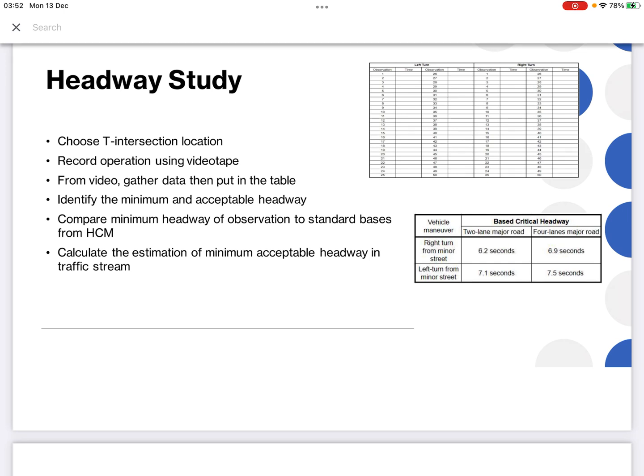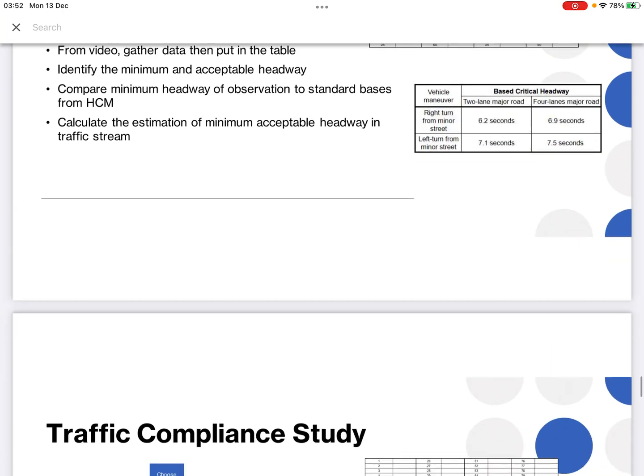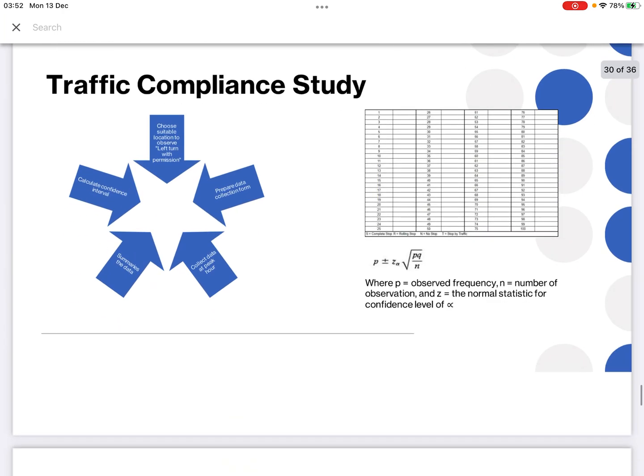Road operation using videotape, gather data from the video and then put it in a table. Compare minimum headway to the standard based on HCM. Traffic compliance study, choose a suitable location first and then prepare the data collection form. Calculate the confidence interval. Summarize.